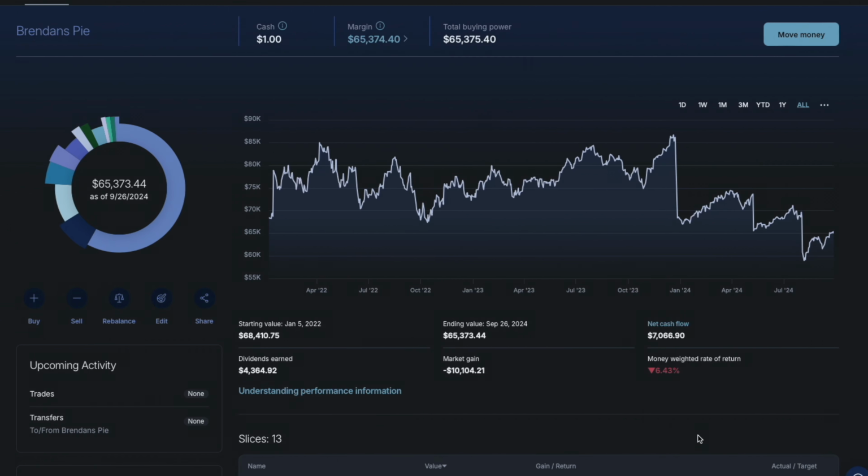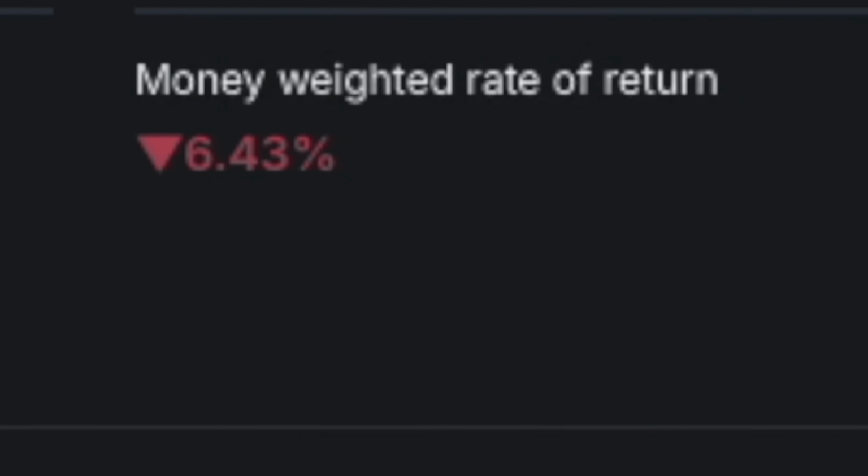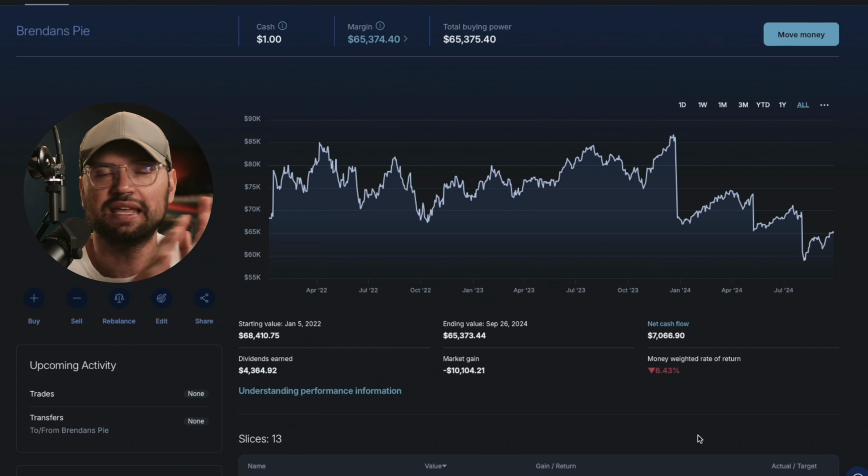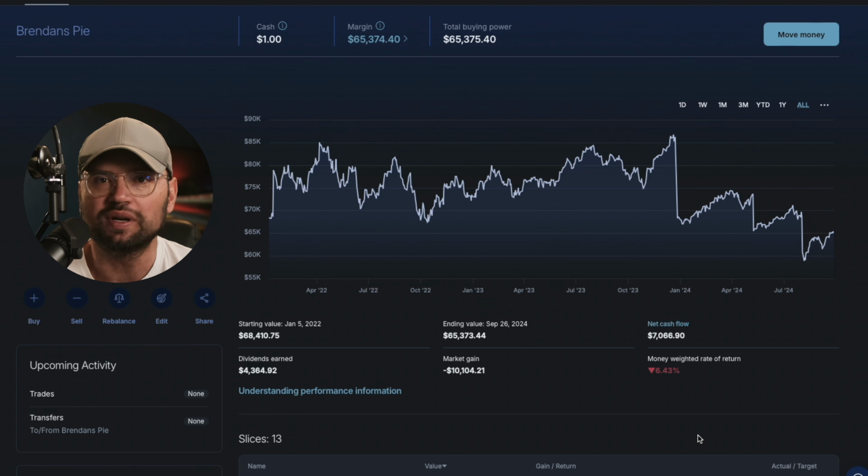According to this home screen, M1 Finance says that I have lost money in my account. Look at that, minus 6.43%, but that's not the truth. I've made money in this account. So why is it that M1 Finance does a return calculation this way? They make it look like we're losing money. They show us things in a strange way, unlike most every other investing brokerage.